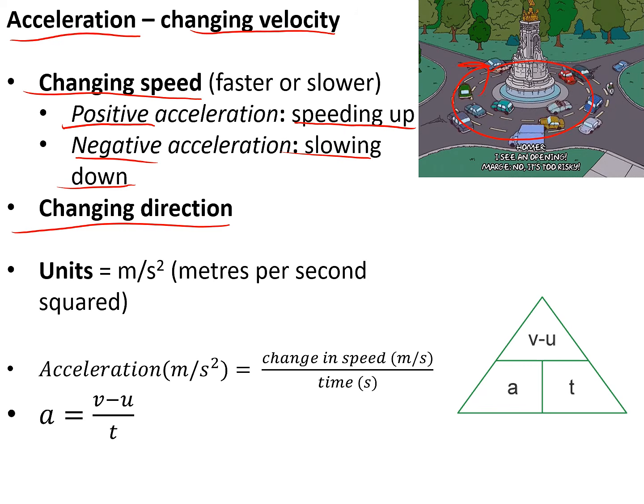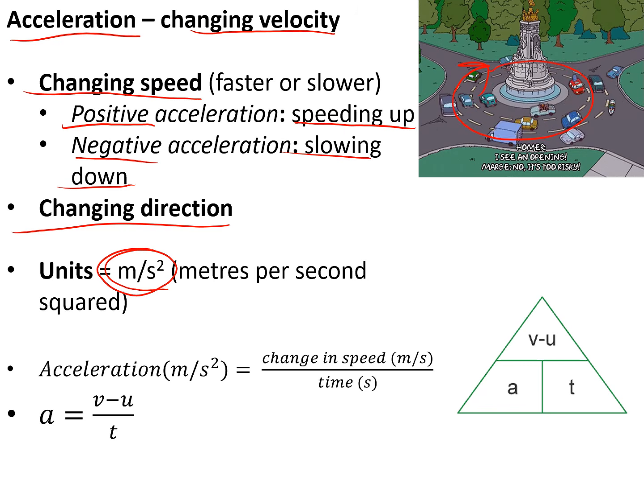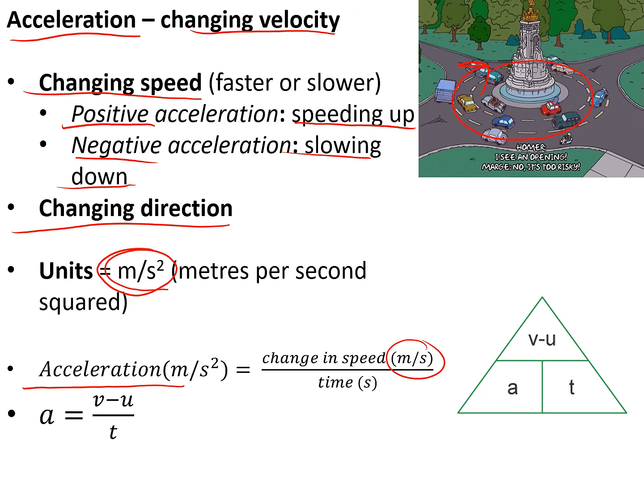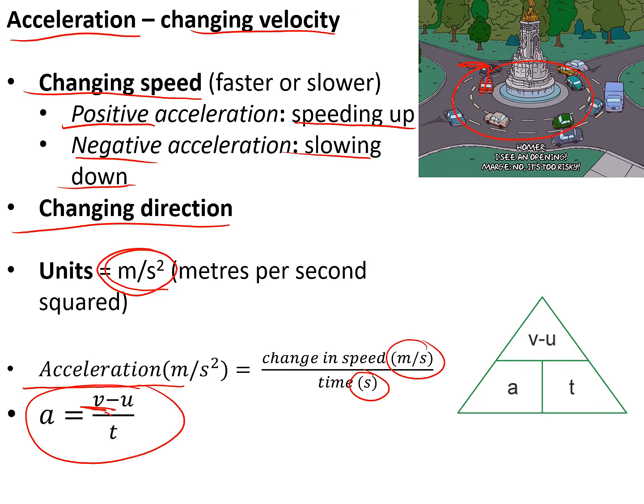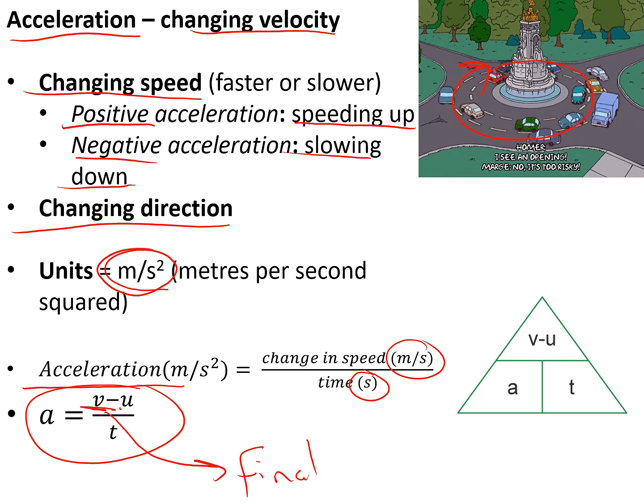Acceleration is measured in units of meters per second squared, m/s to the power 2. Acceleration is calculated as acceleration equals change in speed divided by time. Speed is in meters per second, time is in seconds. We can alternatively write that as a equals v minus u over t, where v is your final speed and u is your initial speed.